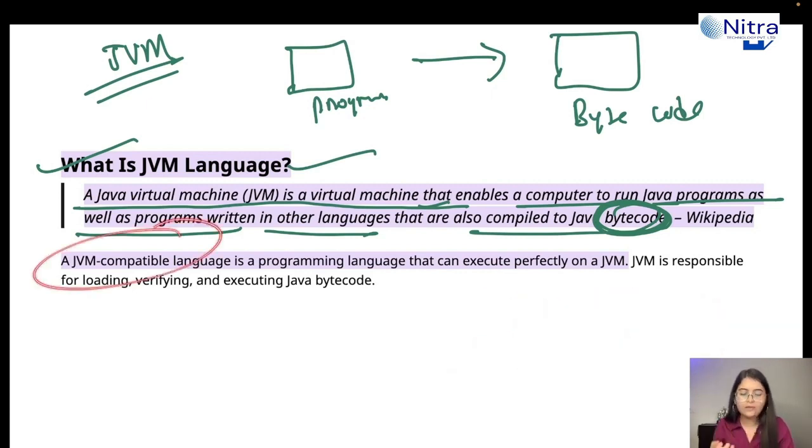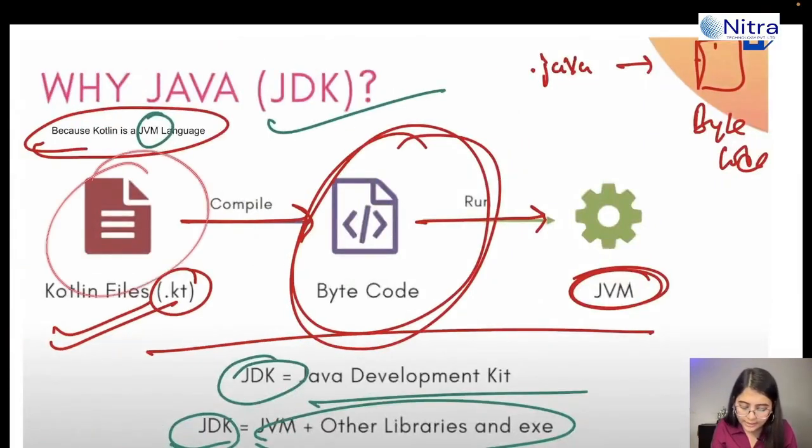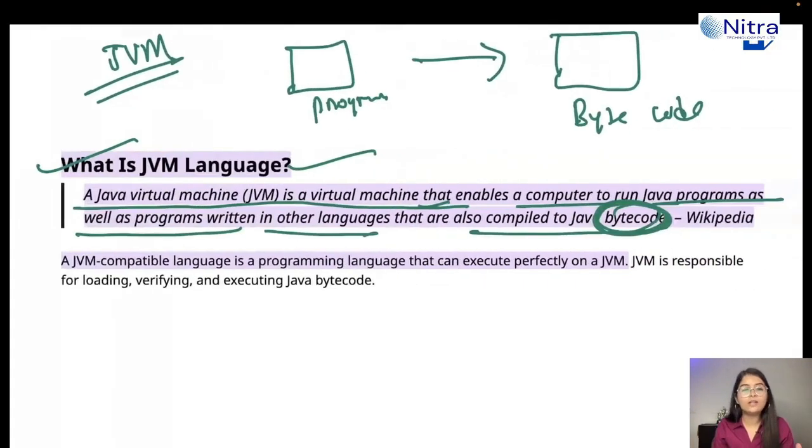So a JVM language is any language which can be compiled into bytecode, and we know that Kotlin can be compiled into bytecode, and therefore Kotlin is a JVM language. It's so simple and so easy. The JVM can run anything which can be converted into bytecode, and Kotlin can be compiled into bytecode.